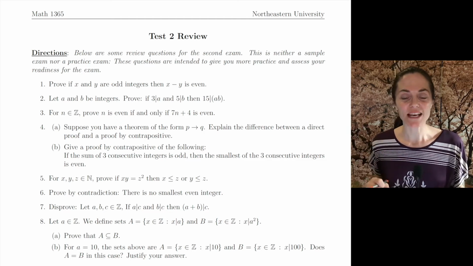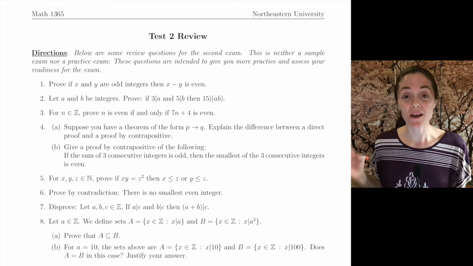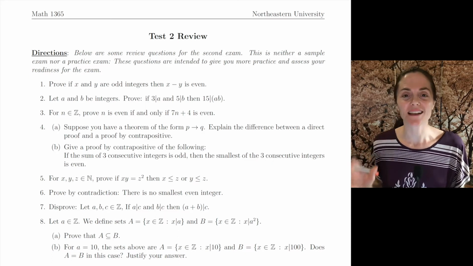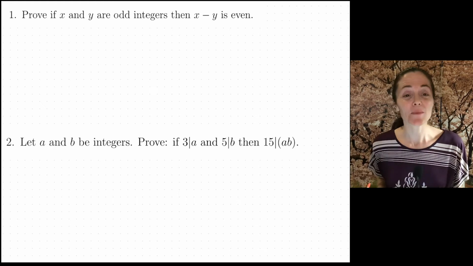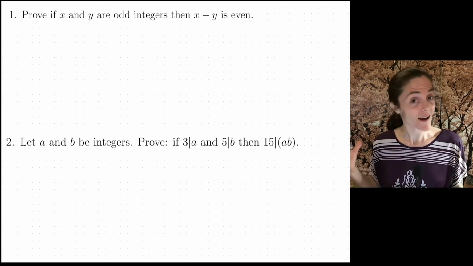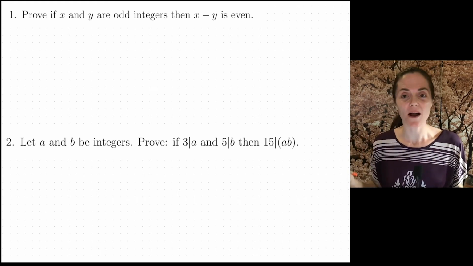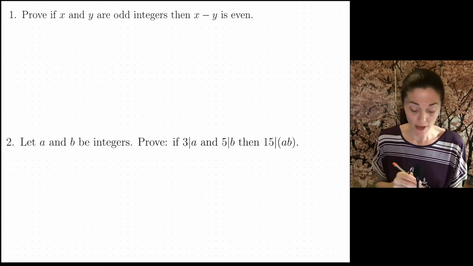Let's go over test 2 review. Test 2 covers many different proof techniques, and we will practice them here. The first one: prove if x and y are odd integers, then x minus y is even. This will be a direct proof.